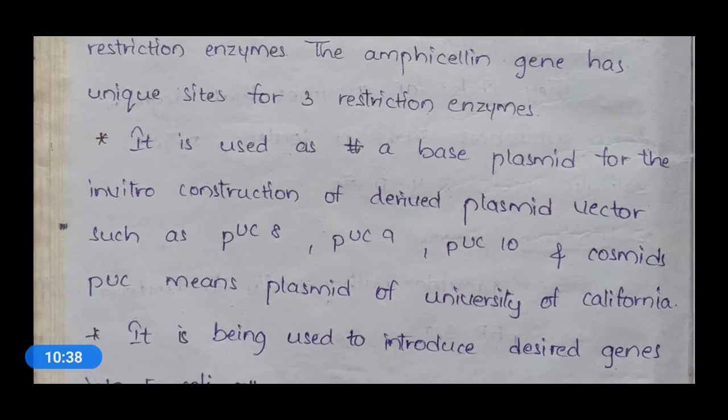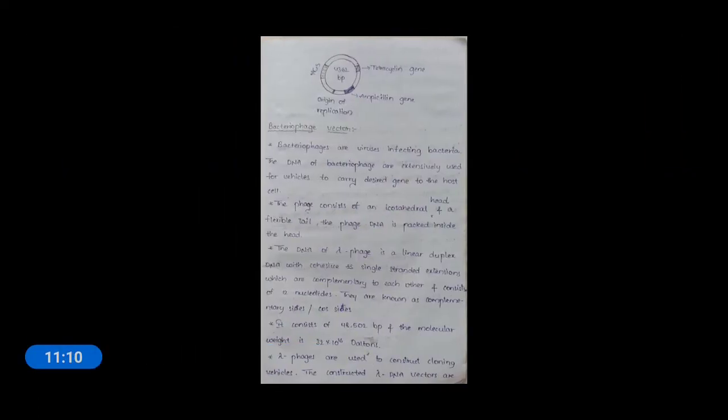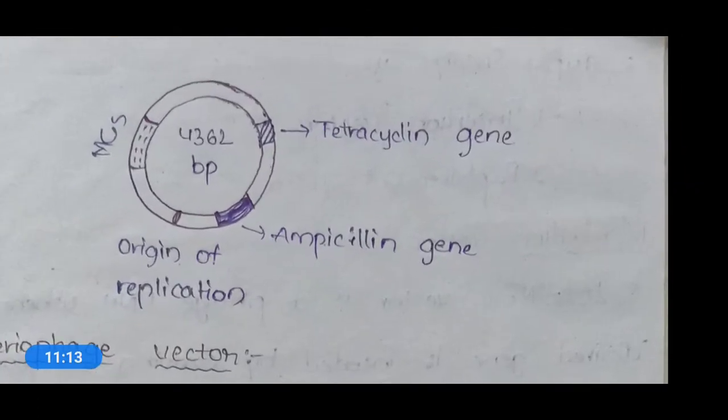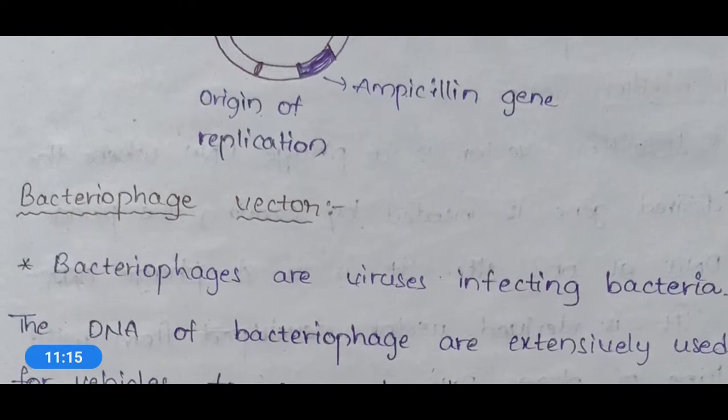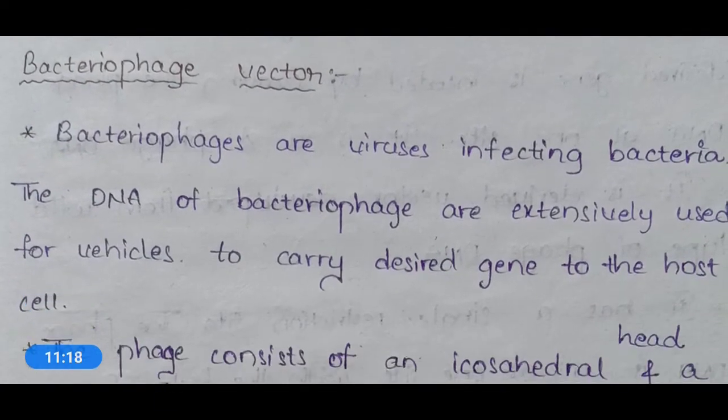So this particular PBR322 is a base plasmid for the in vitro construction of a few artificially derived plasmid vectors like pUC8, pUC9, pUC10 and four plasmids. pUC here means plasmid of University of California. And here this is the diagram of PBR322.